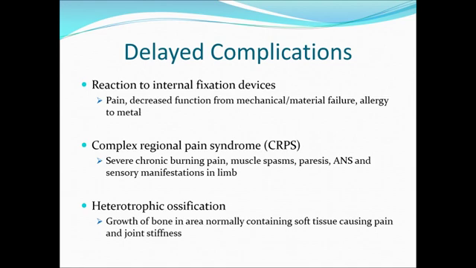And heterotopic ossification, this is growth of bone in an area that's just supposed to be soft tissue. So this can sometimes happen with joint prostheses or fracture, ORIF complications, where as the bone is growing back, it grows into an area where it's not supposed to be, like that's supposed to be soft tissue. So that can cause a lot of pain and joint stiffness.